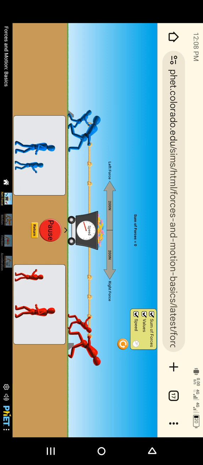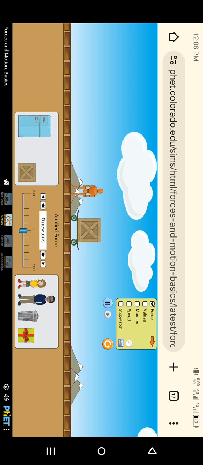So that is it for the unbalanced forces. When you add them, the direction of the motion will be oriented toward the greater one, the greatest force. That's where we have the direction of the forces. Now we can go to motion.